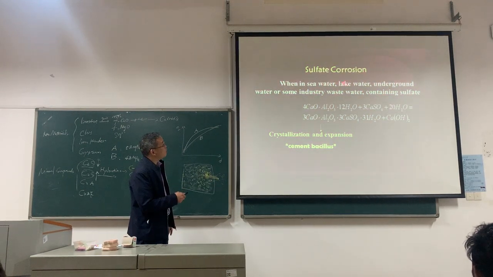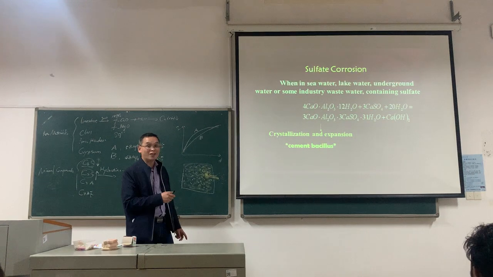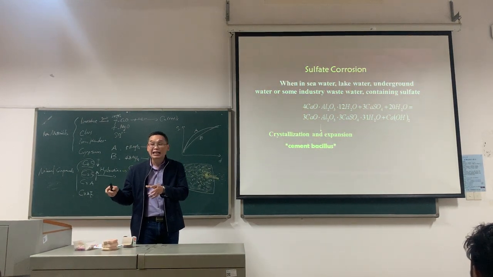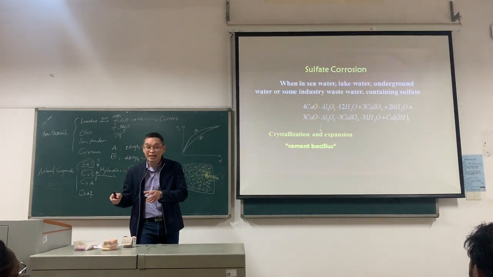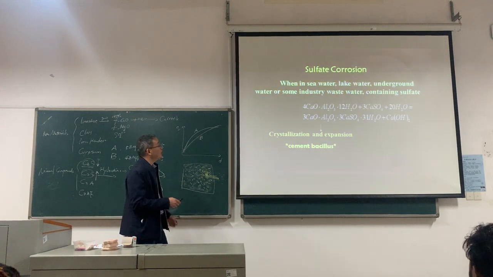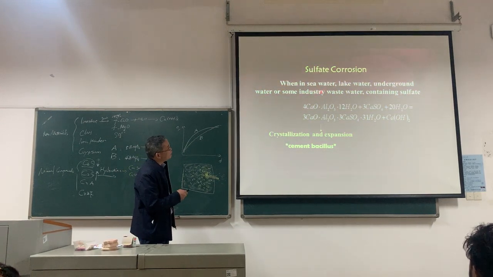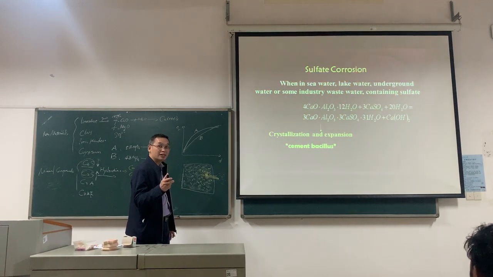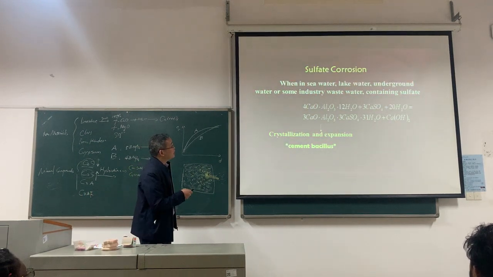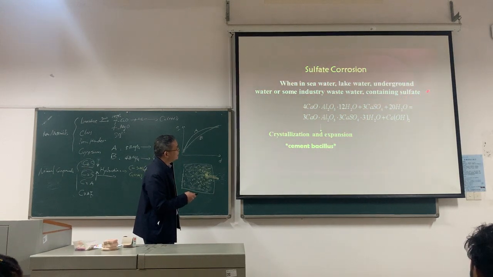The surface chlorine means, in seawater, because there is a lot of salt in the seawater, in the soil. Seawater, lake water, underground water, or some industrial wastewater, just like in some chemical plants, will contain this kind of surface chlorine.